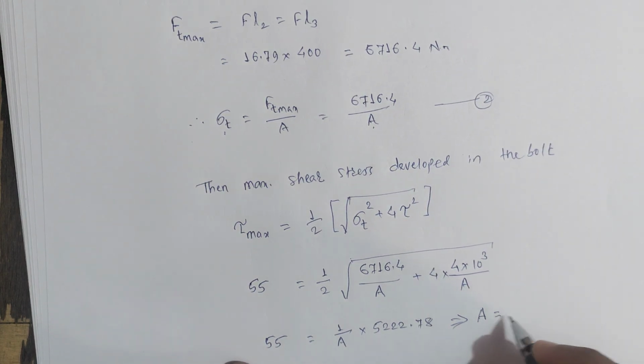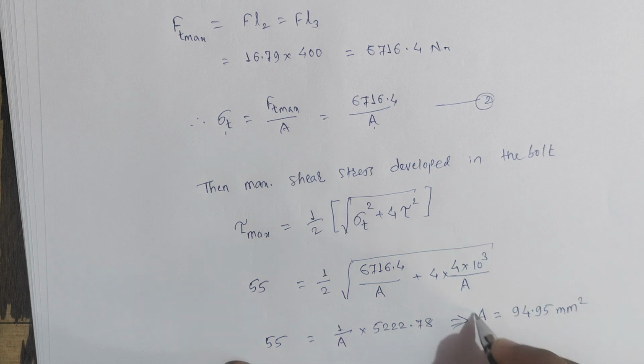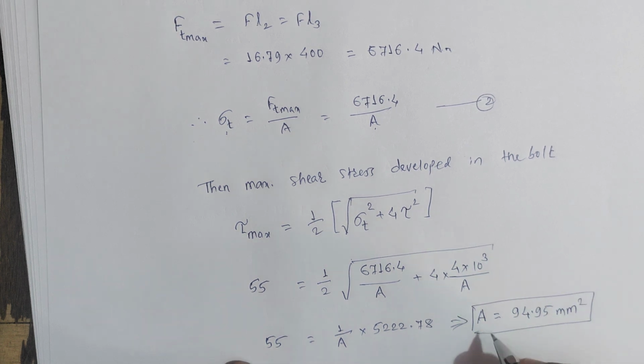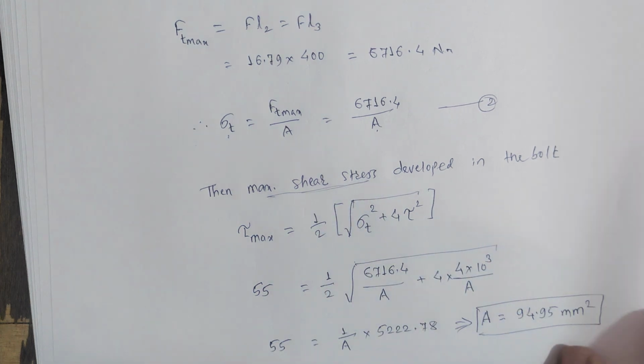and if you find the area from this, area is equal to 94.95 mm square. This area we have received from the maximum shear stress formula. Similarly, we have another formula, that is the maximum normal stress. So from that also we'll get an area. Let's see.